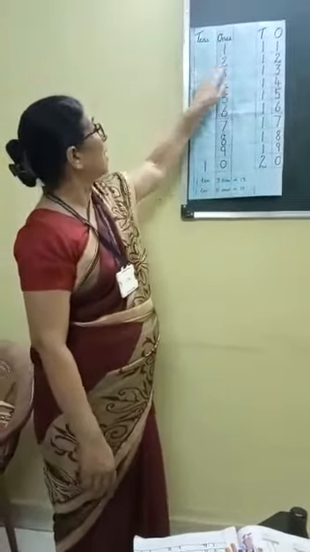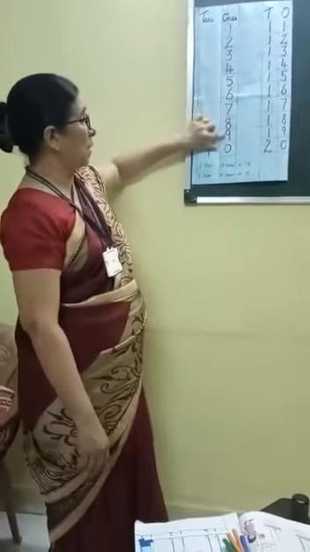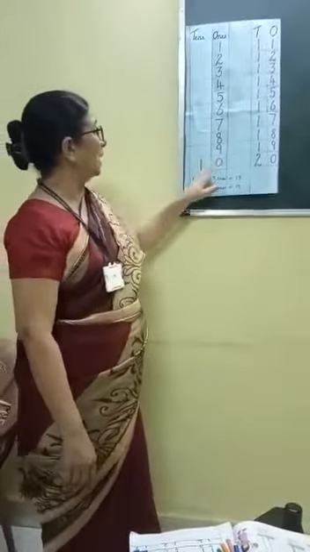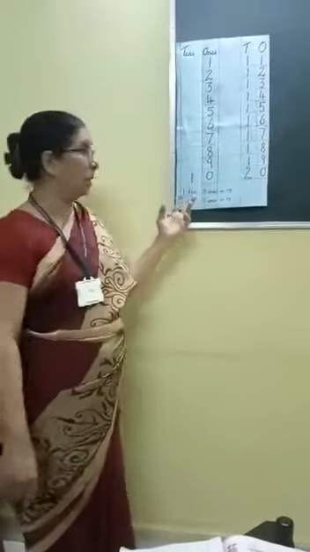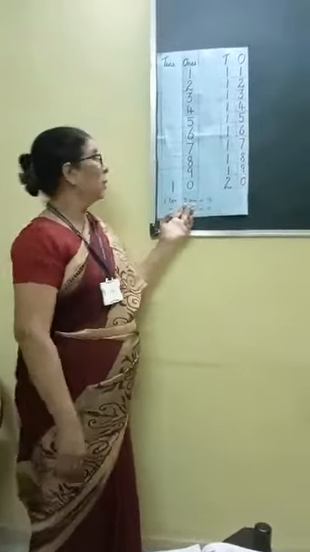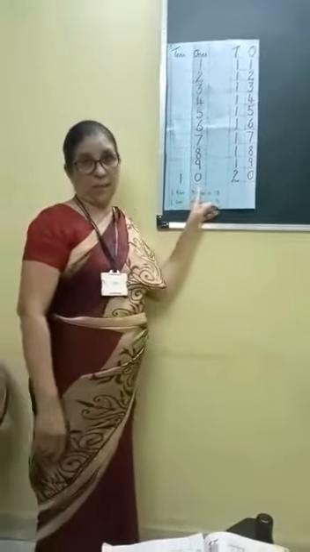Now, here I have written some numbers. These numbers are coming in the ones place. Now, after 9, there is 1 and 0, 10. 10 is a 2-digit number. So, how do you write this number 10? You write 1 in the tens place and 0 in the ones place.